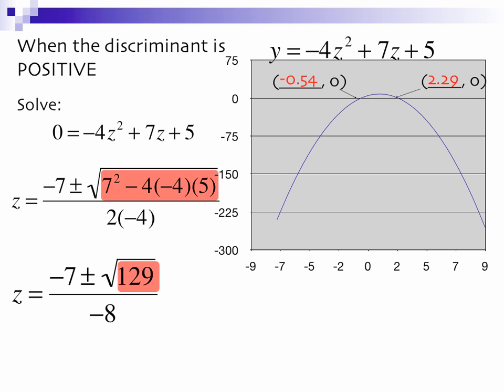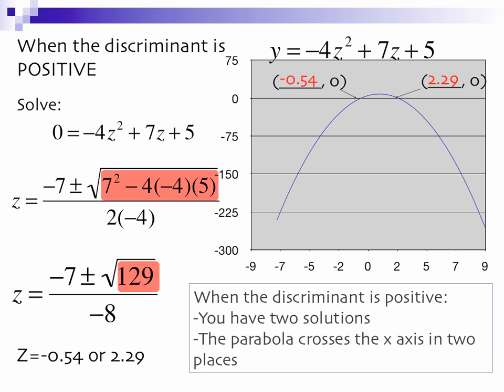I had negative 7 plus the square root of 129 over negative 8, and negative 7 minus the square root of 129 over negative 8. I ended up with two separate solutions. It is always true that when the discriminant is positive, there are two solutions to the equation, and the parabola crosses the x-axis in two places.